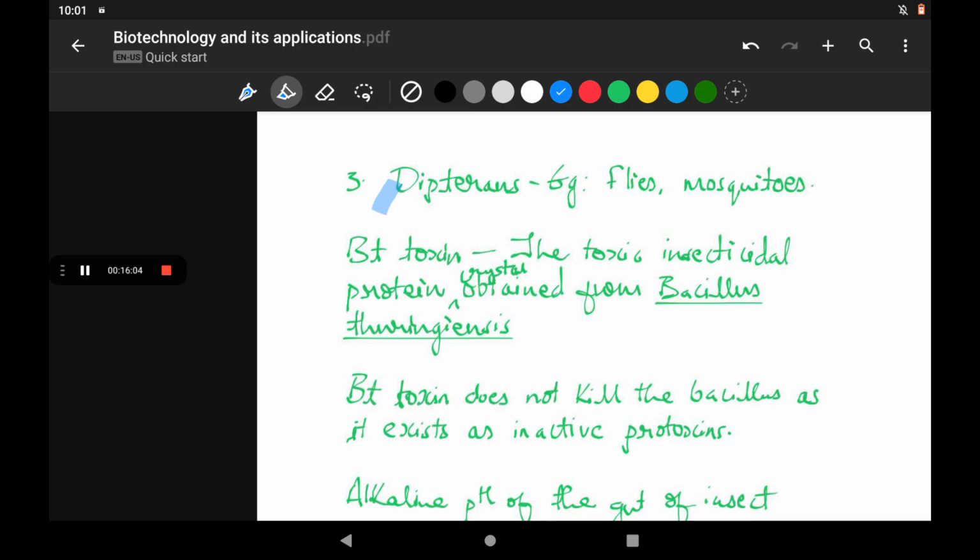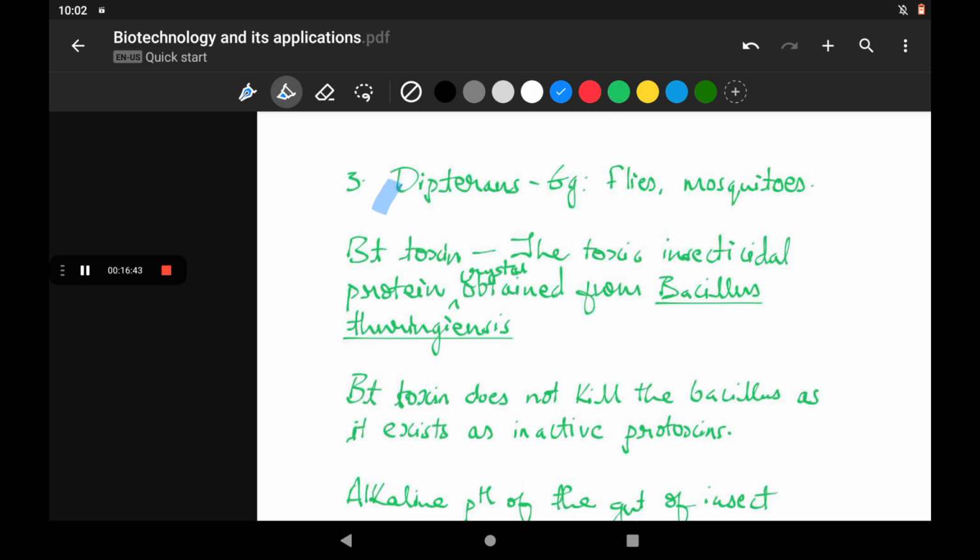Now Bt toxin, that is the Bacillus thuringiensis toxin, the toxic insecticidal protein, which is in crystal form, that is obtained from Bacillus thuringiensis, we call it Bt toxin. Toxin means poisonous substance. So Bt toxin does not kill the bacillus. Why does it not kill the Bacillus thuringiensis? Because it exists as inactive protoxins. Just like our enzymes being secreted within our body as inactive enzymes to prevent the cells which secrete them from being digested, even in the Bacillus thuringiensis, the Bt toxin is secreted as inactive protoxins. They are activated only in the alkaline pH.